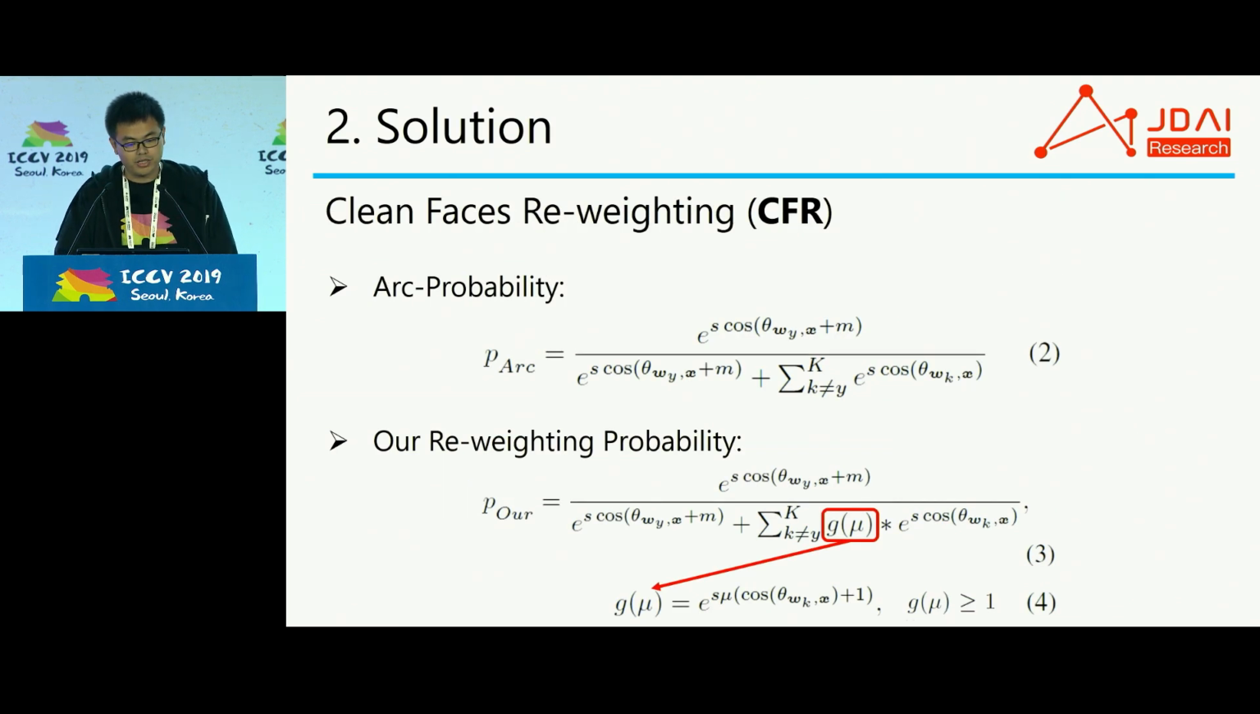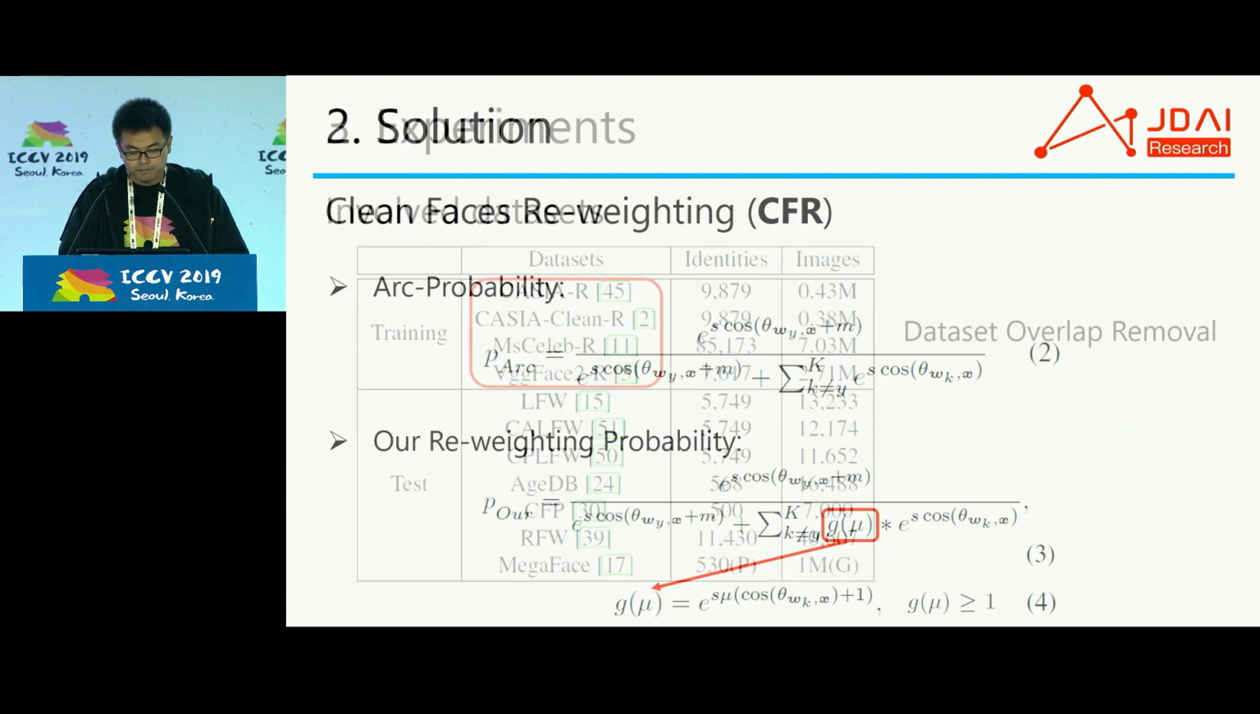For clean faces revising, we revise the baseline ArcFace probability by using a new revising function g.